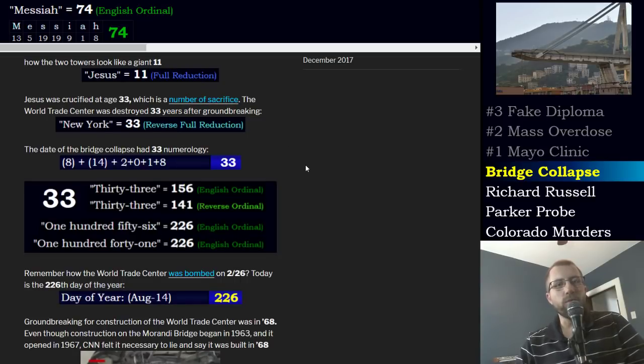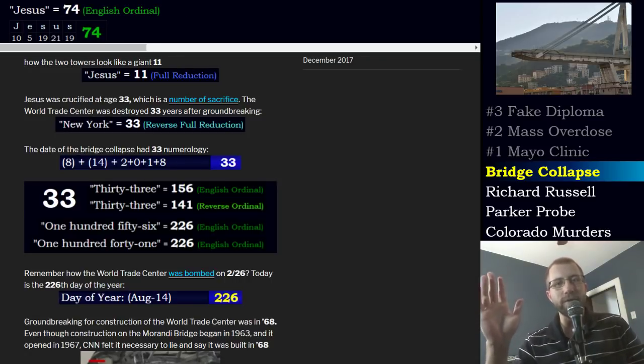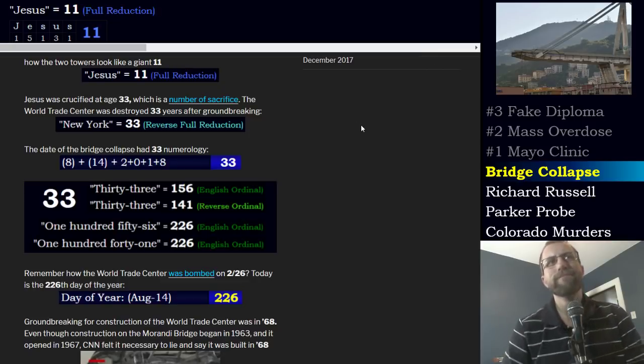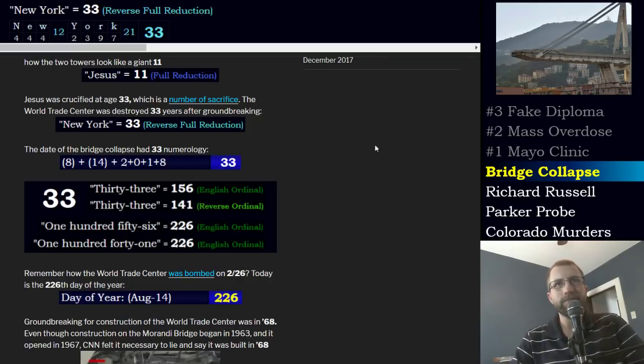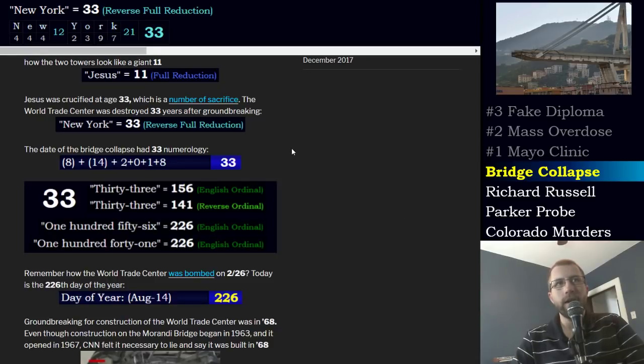So the collapse of the World Trade Center was a massive crucifixion reliving ritual, right? I mean, it's kind of hard to deny it when you look at the numerology, particularly what I exposed in my video. You got the 2 towers, of course, that look like a giant 11. Jesus equals 11. It was age 33 at which Jesus was crucified. New York has this gematria of 33. The date of the bridge collapse in Italy had a life lesson number of 33.